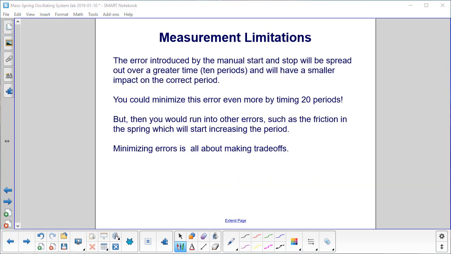The error introduced by the manual start and stop will be spread out over a greater time, 10 periods, and will have a smaller impact on the correct period. So let's say we have a system that has a period of 10 seconds, and we just measure it once. We do one period to do our measurement. And let's say the error that you introduce by manually starting and stopping it is 1 second. So in this case, your error could be as high as 10% of the measured value.